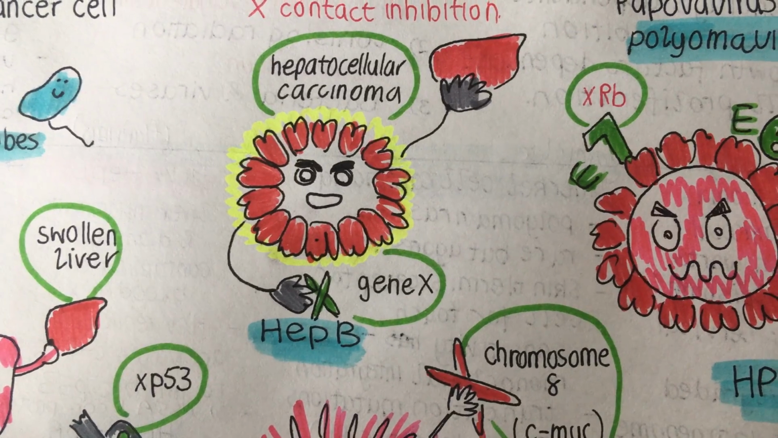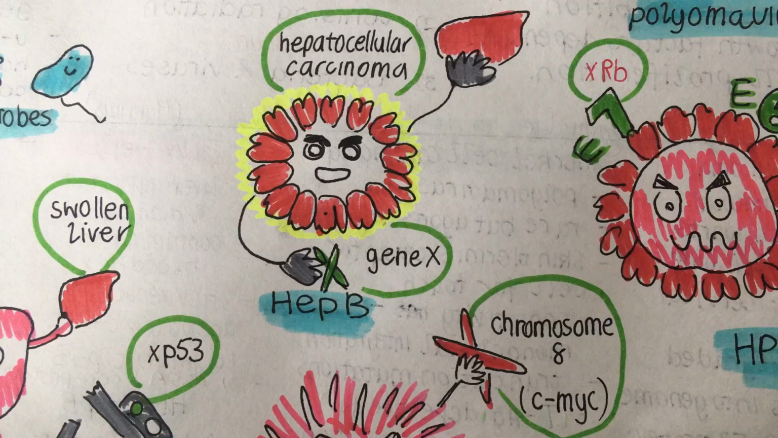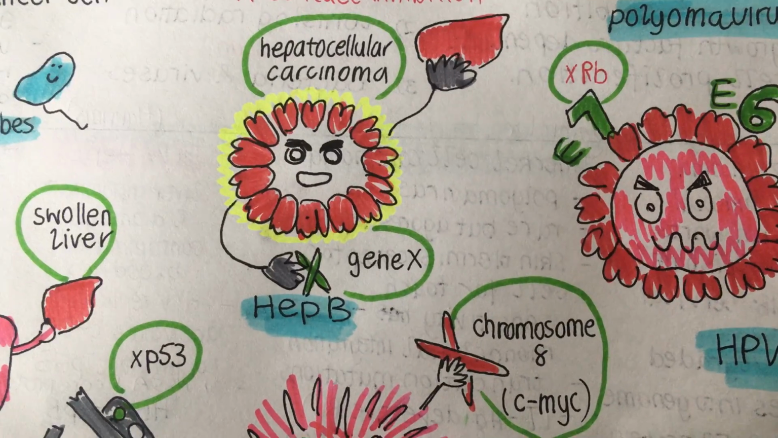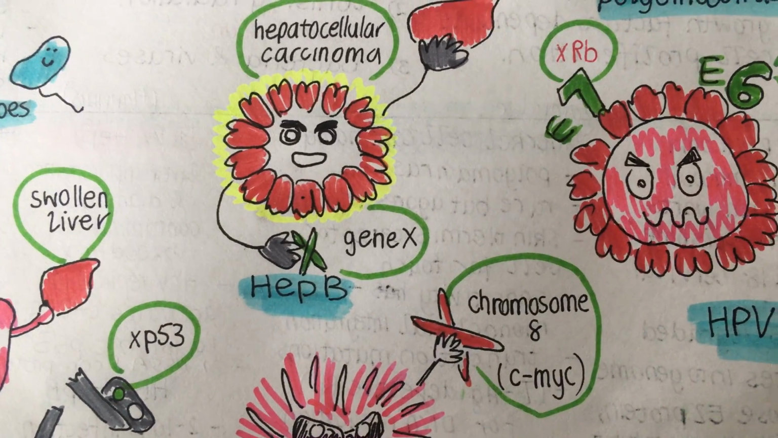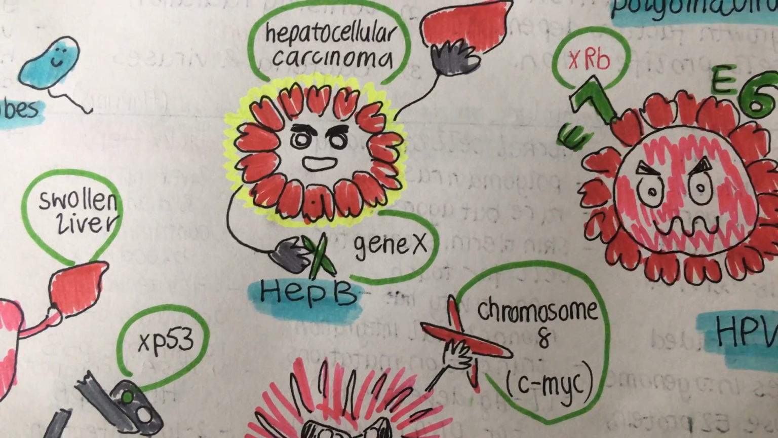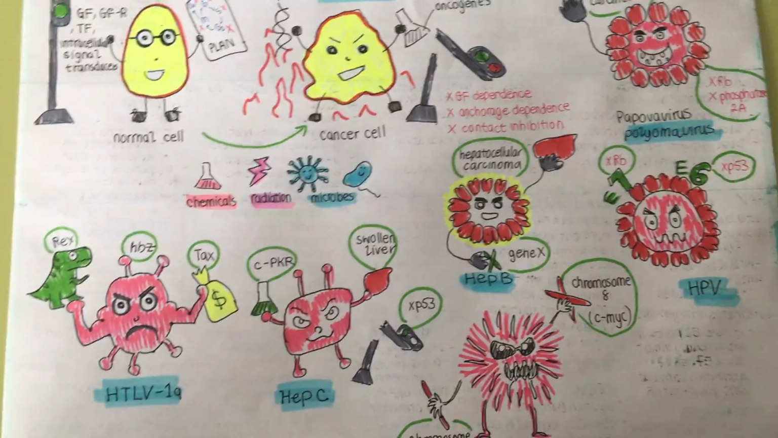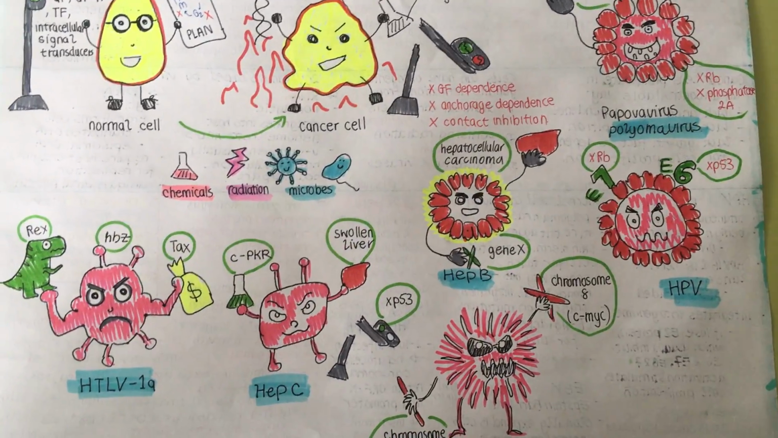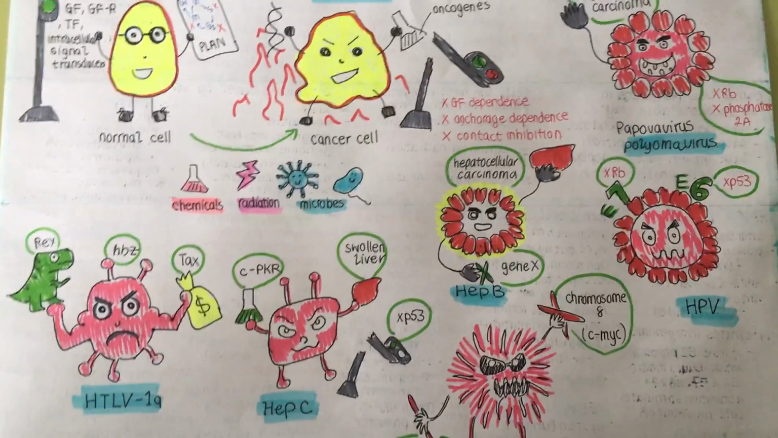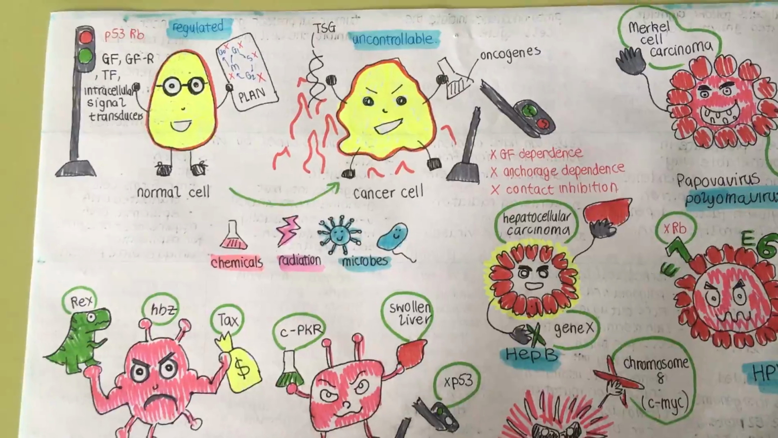E6 binds p53, promoting p53 degradation. E7 binds the RB pocket domains, which are essential to RB function. The inhibition of tumor suppressor genes means uncontrolled cell proliferation. These are the 6 main viruses that infect cells and account for over 20% of cancers.